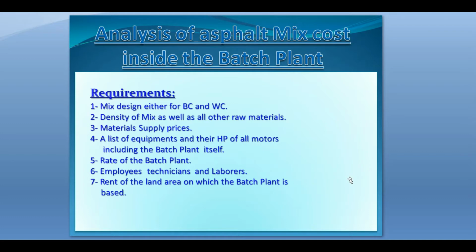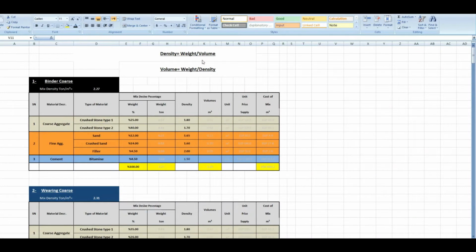Let's go to the Excel sheet to understand and analyze how we can load all these costs on the cubic meter of the asphalt mix. Here's the Excel sheet, and before we start, I have to remind you of the simple equation: density equals weight over volume. Consequently, volume equals weight over density.